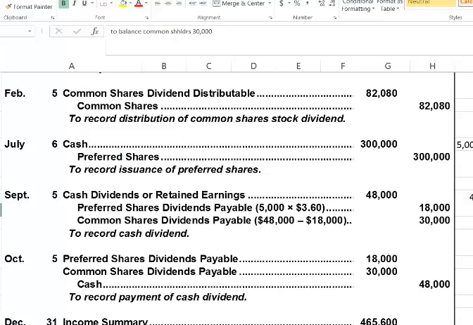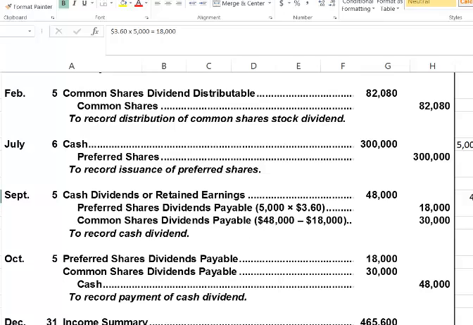So now don't forget, it says here in the question that they're not going to pay the cash dividend until October the 5th. So what we need to do is debit the cash dividends declared account for 48,000, and we're going to credit the preferred share dividends payable and the common share dividends payable for the amounts that we calculated over here.